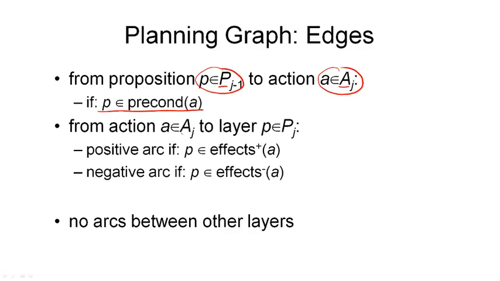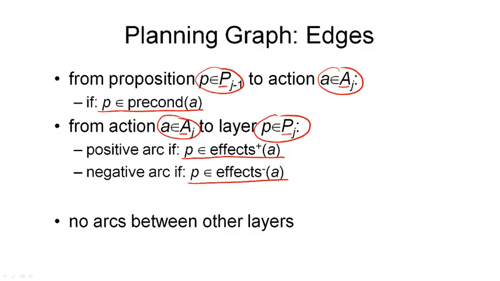Similarly, we have arcs from the action layer Aj to the proposition layer Pj, that's the proposition layer that follows the action layer. And we have an arc from an action A in this layer to a proposition P in the following layer, if either P is a positive effect of that action, or P is a negative effect of that action. In other words, each action in an action layer Aj is connected to its preconditions and its effects, and it's connected to the preconditions in the preceding proposition layer and to its effects in the following proposition layer.